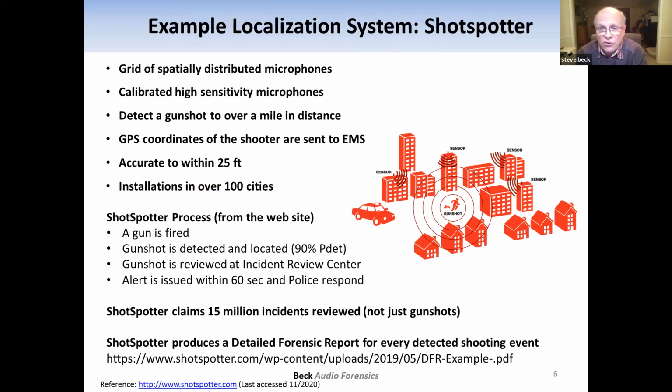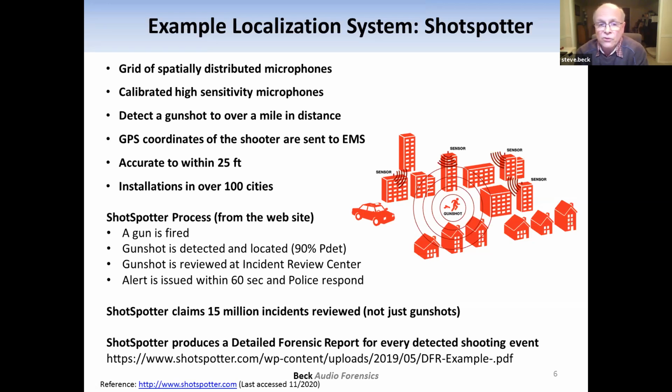So let's talk about ShotSpotter. ShotSpotter is probably the best known gunshot detection system around. What it is, is a grid of microphones that are spatially distributed around a city, okay? They're typically blocks apart, and they can be on poles or they can be on buildings. They're typically sensitive. They can detect gunshots for over a mile. When they detect, they try to recognize that it is a gunshot and not another similar sound. And they then try to locate it.